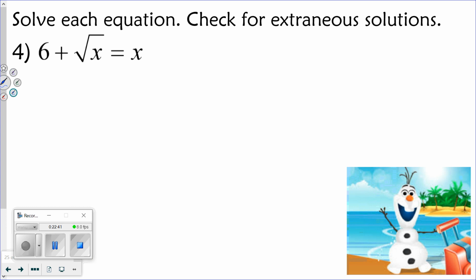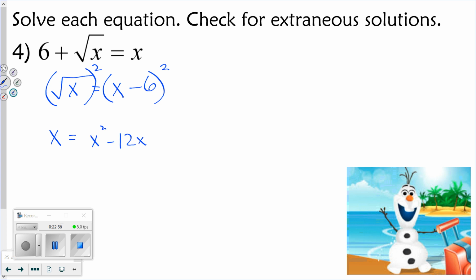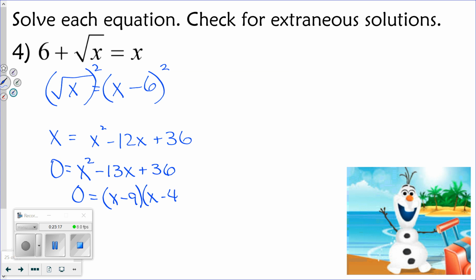All right, guys. So first thing, isolating your radical. So we subtract the 6. So x minus 6. To get rid of the radical, we have to square both sides. So x equals, distributing all of that out will give you x squared minus 12x plus 36, right? Because you have 2 of those. Let me distribute. Set it equal to 0. So subtract the x, gives me -13x. Factoring, that's going to be x minus 9 and x minus 4. So x equals 9 and 4.